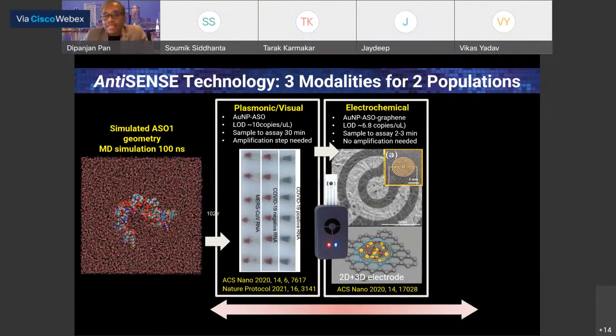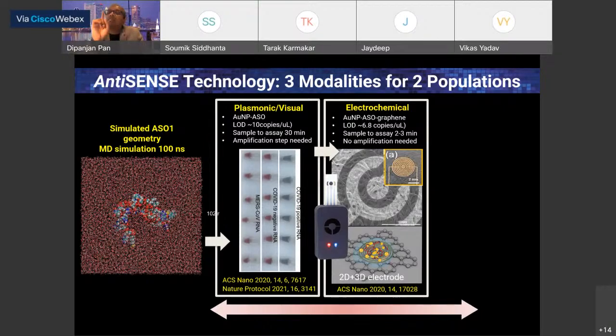Where the plasmonic or visual test required a sample to assay time of 30 minutes, this electrochemical test took only 2 to 3 minutes to develop. This work was also published in ACS Nano in 2020. Both of these works were licensed by the company RNA Disease Diagnostics for development. The device that you are looking at here is an actual device, and this is the strip you're looking at. We're hoping that in 6 months, this product will be in market.